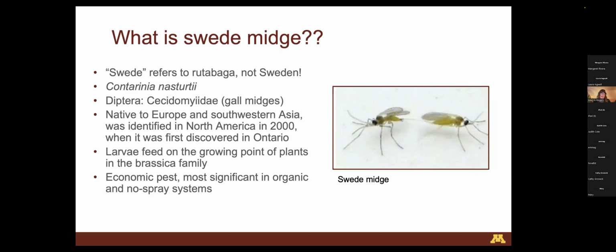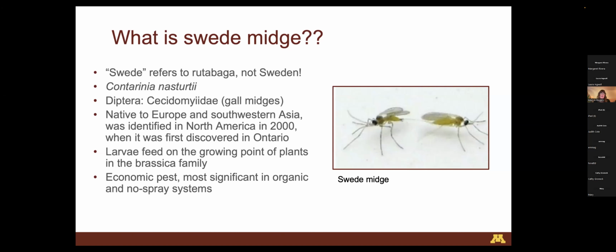So this is a fly in the Cecidomyiidae family. That's a hard one to say, but this is the gall midge family, and gall midges are known as small, delicate flies. They're about 2 to 3 millimeters in length, and they have a close association with their host plants. Their feeding results in abnormal growth or the formation of galls. So they're intricately co-evolved with their host plants and their host plant physiology. A lot of them tend to be specialists, and that's the case with Swede Midge. These are specialists on the Brassica family.